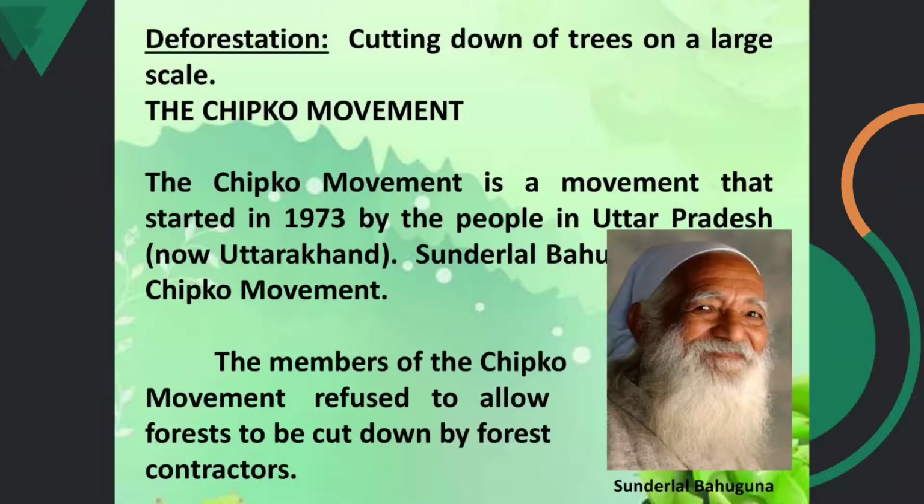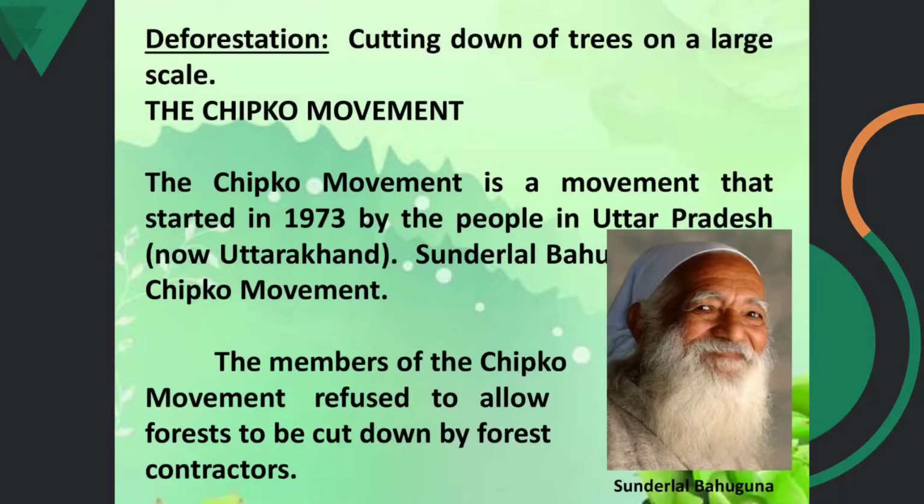Now we will discuss the Chipko movement. The Chipko movement started in 1973 by the people of Uttar Pradesh. Now that area is in Uttarakhand. Sundar Lal Bahuguna started the Chipko movement. The members of the Chipko movement refused to allow the forest to be cut down by the forest contractor.